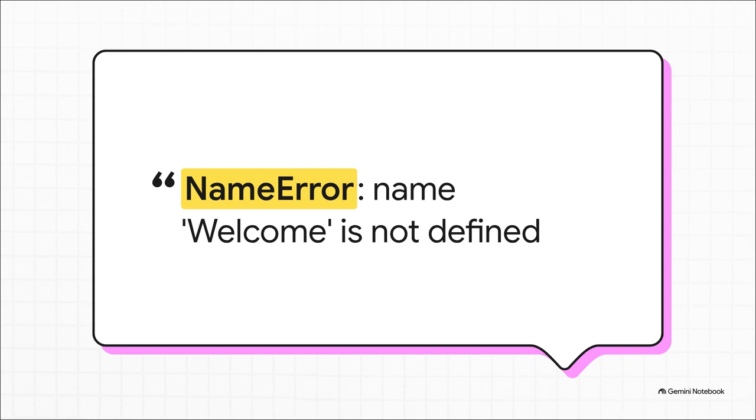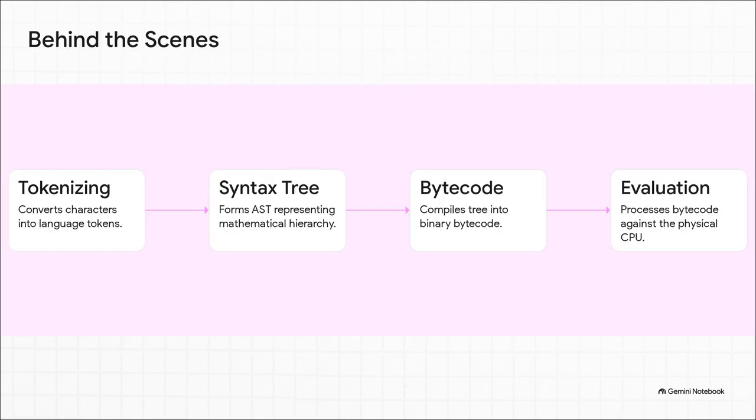It's really that simple. Okay, quick fun fact before we wrap up, because it is just mind-blowing to think about what CPython is doing secretly behind the scenes. First, a process called lexing and tokenizing converts your typed characters into language tokens. Second, those tokens form what's called an abstract syntax tree to map out the hierarchy. Third, it compiles that tree down into 16-bit binary bytecode. And finally, an evaluation loop processes each microscopic instruction against your physical CPU. And the crazy part? All of this happens completely invisibly in a fraction of a second.